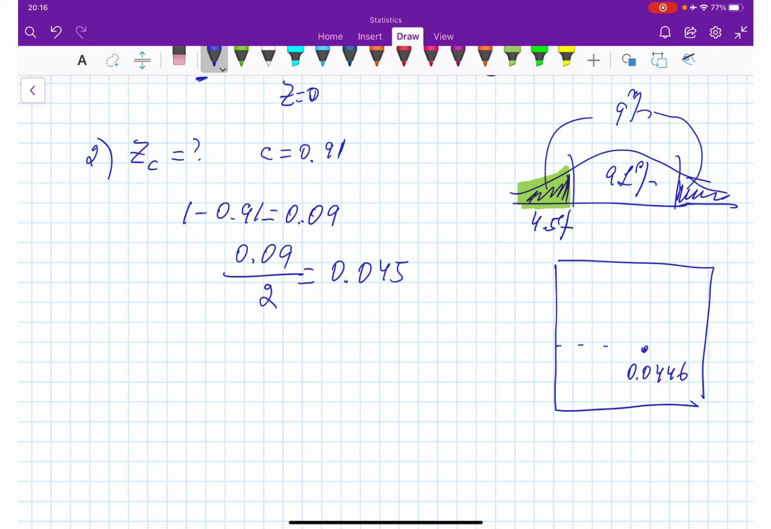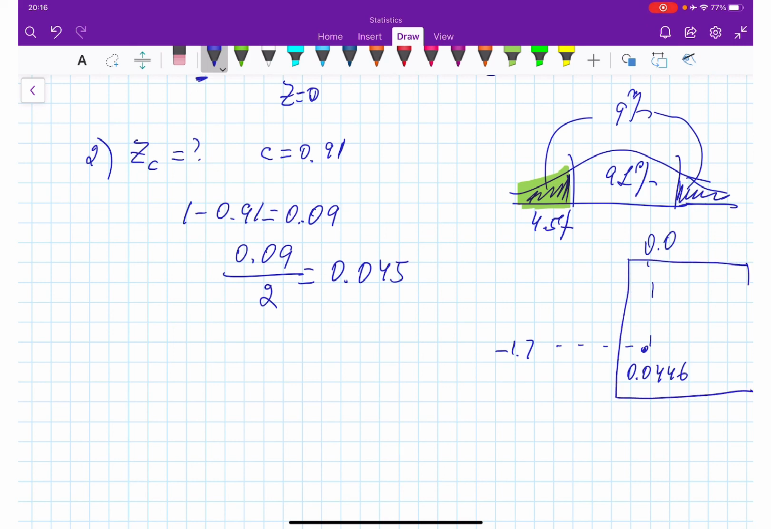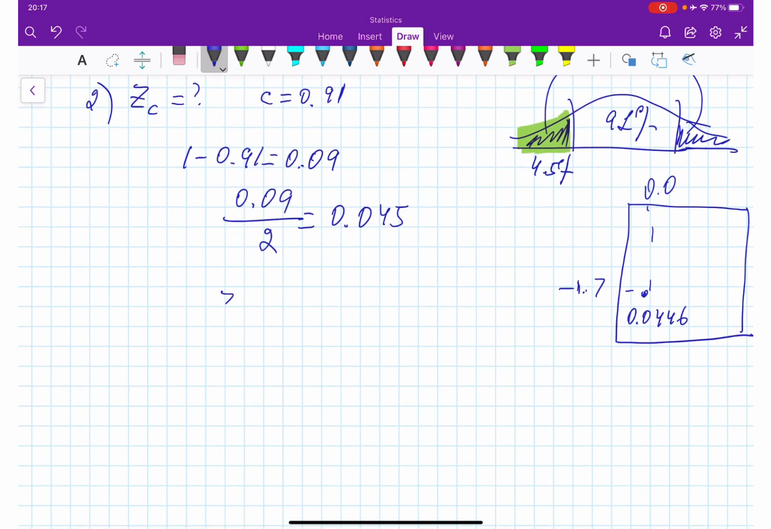So if you come here, it's going to be negative 1.7, and the column is 0.0, at the beginning of the table. So from here, the z-critical for the 0.91 confidence level is going to be 1.70, or 1.7.